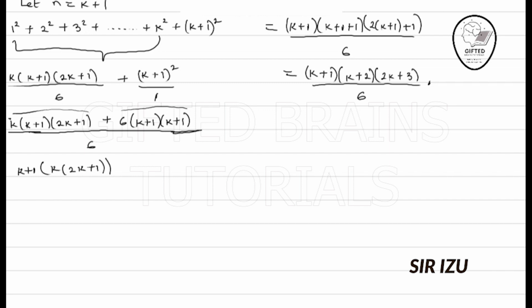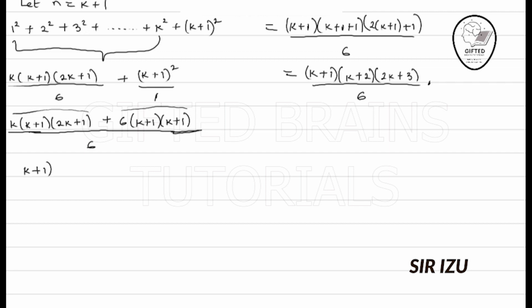Let me make some correction. Let's pause a little bit. Okay, let's bring out the common term again, please. So the common term is k plus 1.